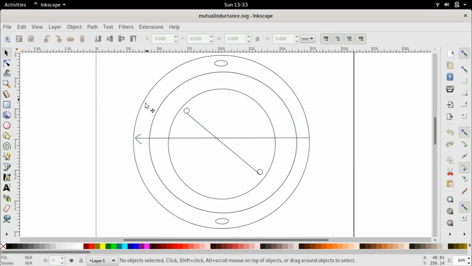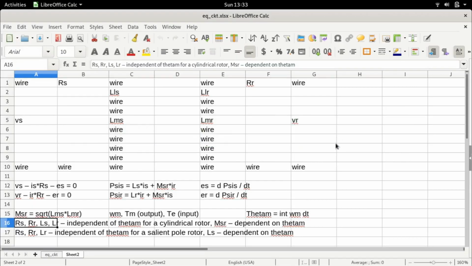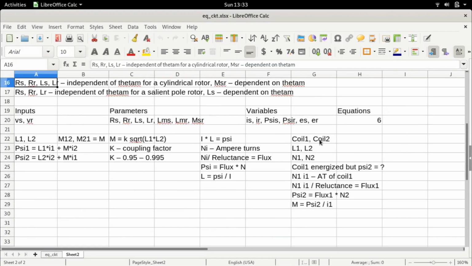So if we go back to our flux diagram page and a little bit of recap as to why we are doing this, we can go back to the Excel sheet where I had described the concept of mutual inductance. When we talk about mutual inductance, what it means is how the flux produced by one coil links with another coil which is magnetically coupled with the first coil.